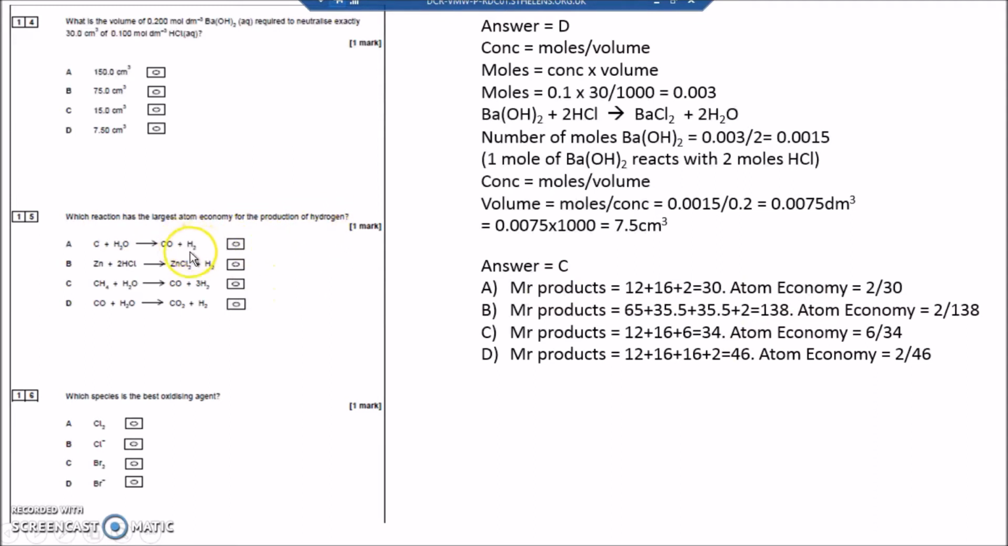So I look at hydrogen here and I see how much hydrogen is made. What is the fraction, the MR, of the hydrogens that are made? 2 1s is 2 here, 2 1s is 2 here, 6 1s is 6, 2 1s are 2 here. So I take the fraction of hydrogen's MR, 2, 2, 6 and 2, and I divide by the MR of all of the products, and my answer is 6. 6 divided by 34 is the highest of each of these fractions. My answer is C.